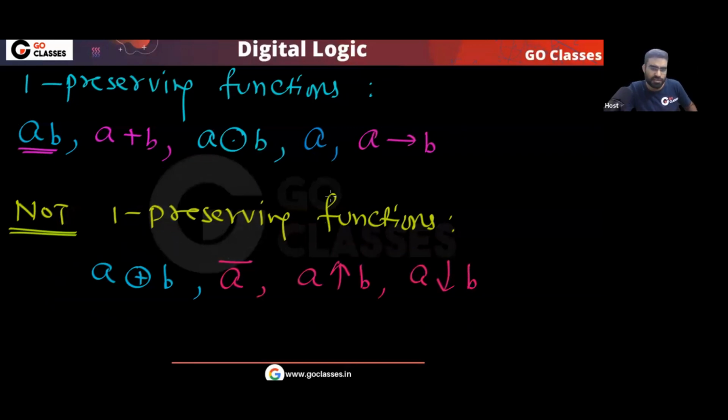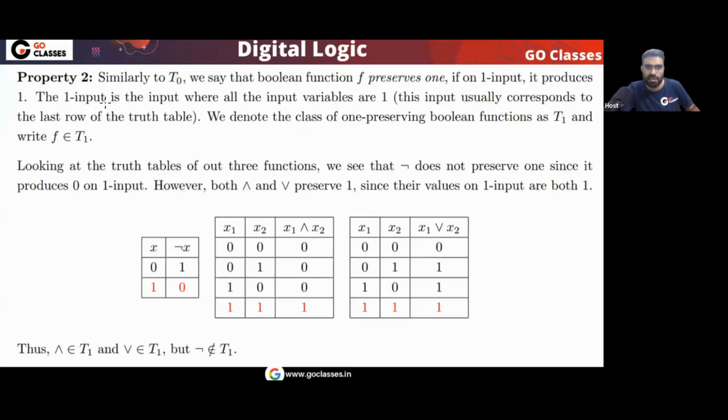What about constant functions? This one is one preserving. This one is not one preserving. Yes or no? These are the constant functions. Okay, this is one preserving. This is not one preserving. Is this clear? So this is the definition of one preserving function. Very simple.